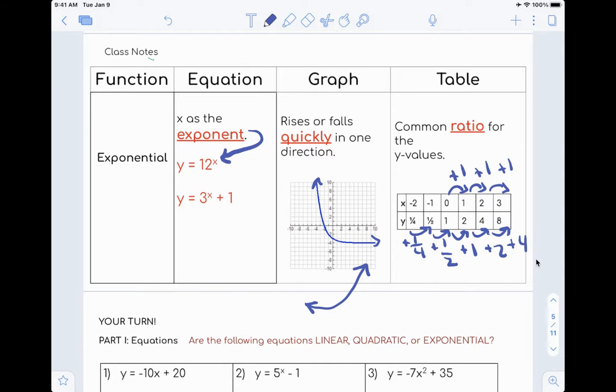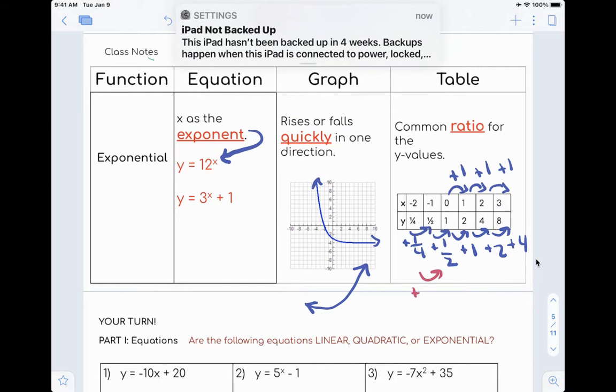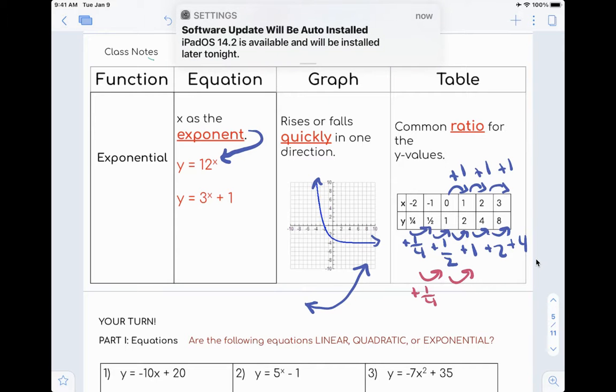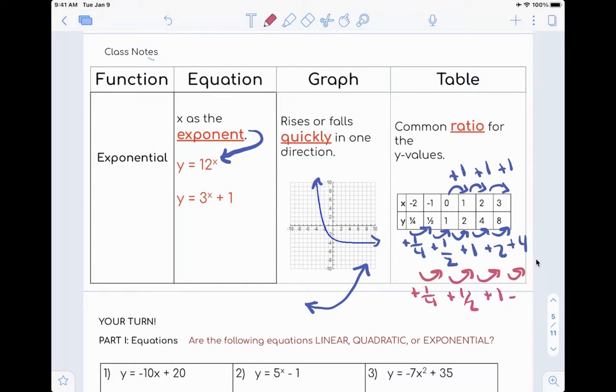So I don't see a constant value in my y's. So now I'm going to take that second difference. To go from 1/4 to 1/2, that's an increase of 1/4. From 1/2 to 1, that's an increase of 1/2. From 1 to 2, that's an increase of 1. And from 2 to 4, that's an increase of 2. So I don't see the second difference being constant in the y values. So I do not see that this is a linear or quadratic function.